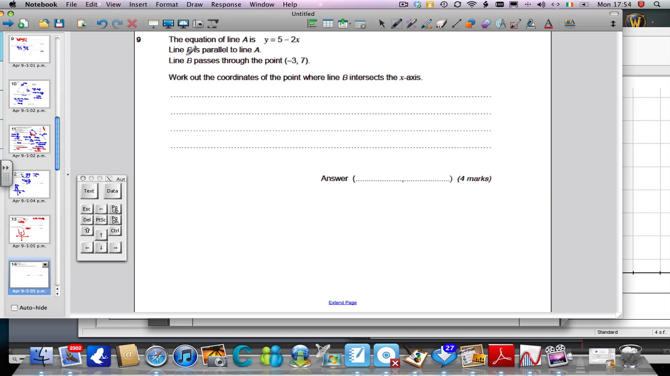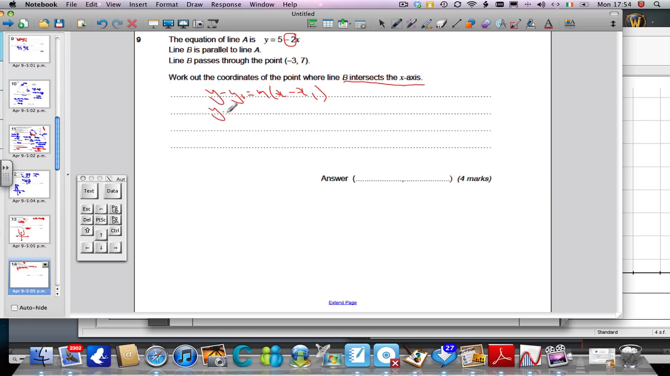Right, if B is parallel to A, that means it has the same gradient. Parallel lines have the same gradient. If it passes through this point and I know the gradient, I can use the formula y minus y1 equals m times x minus x1 to work out the equation of the line. But I'm also interested in where it intersects the x-axis, and where it intersects the x-axis, y must be 0. So I'll come back to that bit in a second.